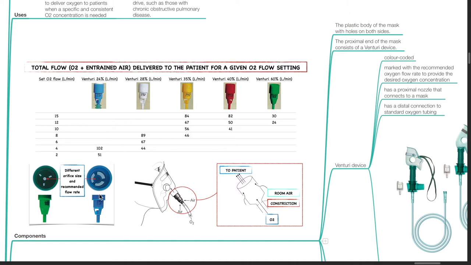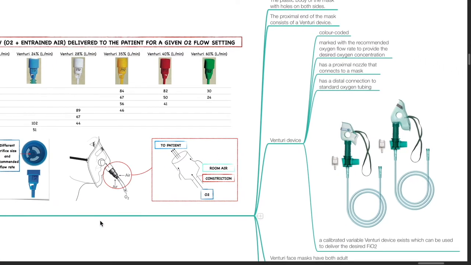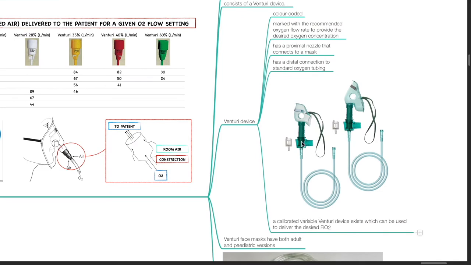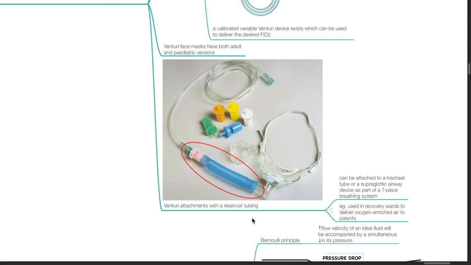It has a proximal nozzle that connects to the mask and a distal connection to connect to a standard oxygen tubing. A calibrated variable Venturi device exists, which can be used to deliver the desired FiO2. Venturi face masks have both adult and pediatric versions. Venturi devices can be attached to a reservoir tubing, and this can be attached to a tracheal tube, a tracheostomy mask, or a supraglottic airway device as part of a T-piece breathing system.